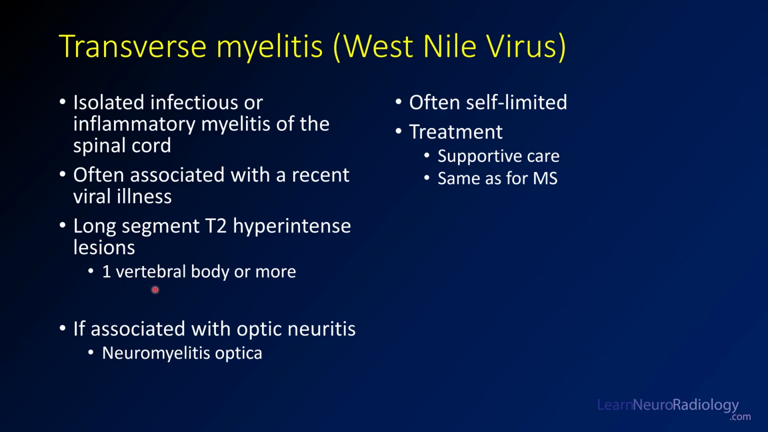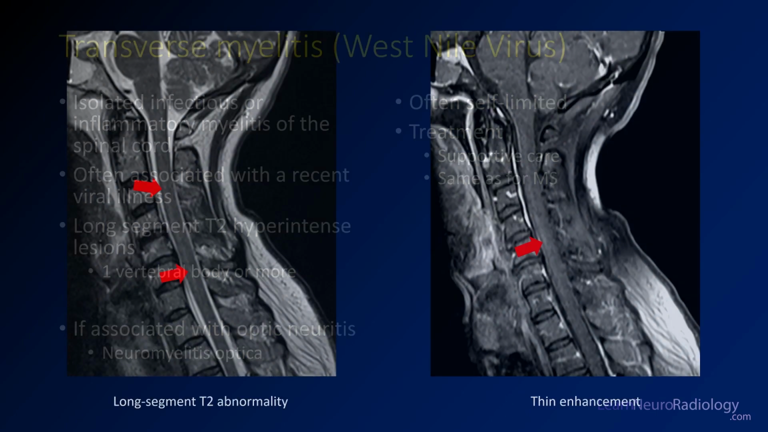So MS, for instance, you'll have shorter lesions that are one vertebral body or less, but these can be two or more. Now, there's a specific syndrome, neuromyelitis optica, in which case transverse myelitis or long segment transverse lesions are associated with an optic neuritis. That's called neuromyelitis optica. Now, many times these are self-limited, and the treatment is often limited to supportive care, or very similar for MS. So you'll be treating it with the steroids and IVIG and kind of acute anti-inflammatories.